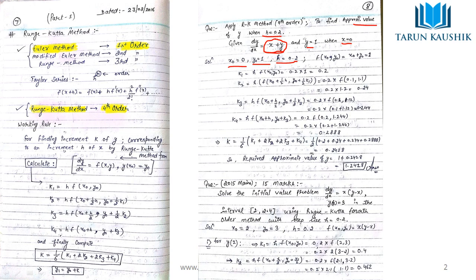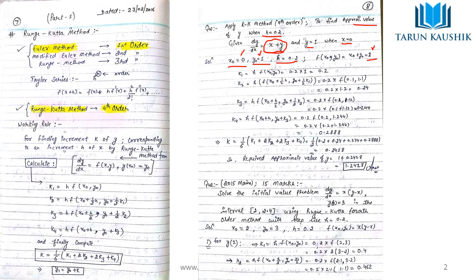So what will be f(x0, y0)? Just add x0 and y0. When you add x0 and y0, it will become 0 plus 1, that is 1. Here x0 is 0 and y0 is 1. So when you add 0 plus 1, you get 1.